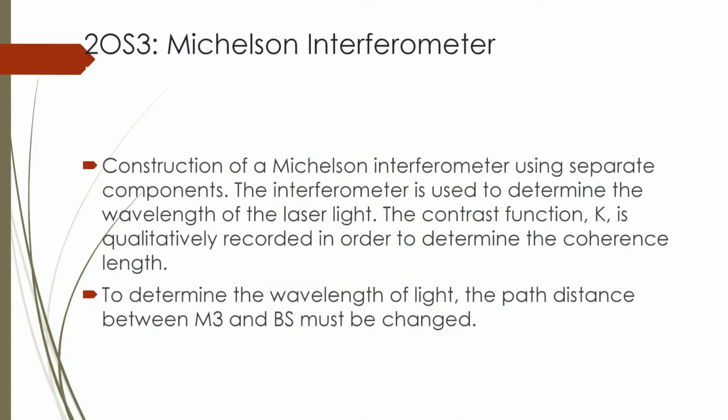The last experiment is the Michelson interferometer. The construction of the Michelson interferometer uses separate components. The interferometer is used to determine the wavelength of the laser light. The contrast function K is qualitatively recorded in order to determine the coherence length. The second one is to determine the wavelength of the light. The path distance between M3 and BS must be changed.